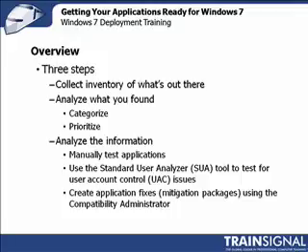When you're analyzing the information, you can manually test the application to see how well it's going to run. You can use the Standard User Analyzer, the SUA tool, to test for user account control issues. And you can also create application fixes. They're called mitigation packages, or shims, using the Compatibility Administrator. But first, you need to install ACT.